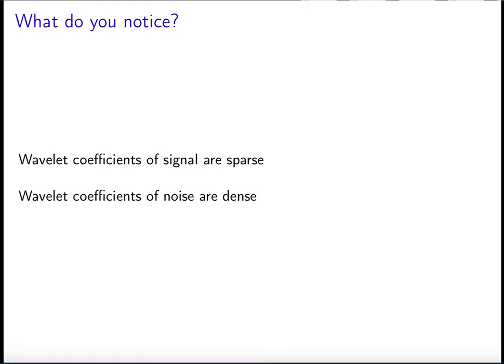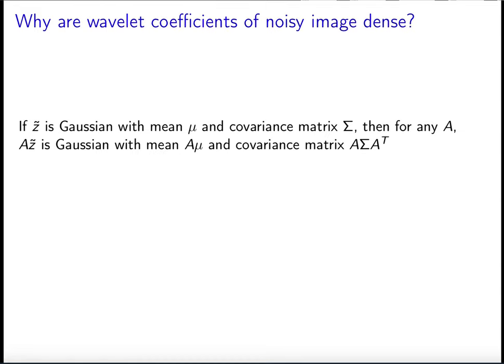Let's pause for a moment and think, why are the wavelet coefficients of the noise dense? In fact, this is quite easy to see. It follows from properties of random vectors. Let's imagine that the noise is Gaussian and has a certain mean and covariance matrix. Then, when we apply the wavelet transform, which is just a linear transform, the mean is going to be multiplied by that same matrix with which we obtain the wavelet transform, and the covariance matrix gets multiplied on the left and on the right by the wavelet transform.